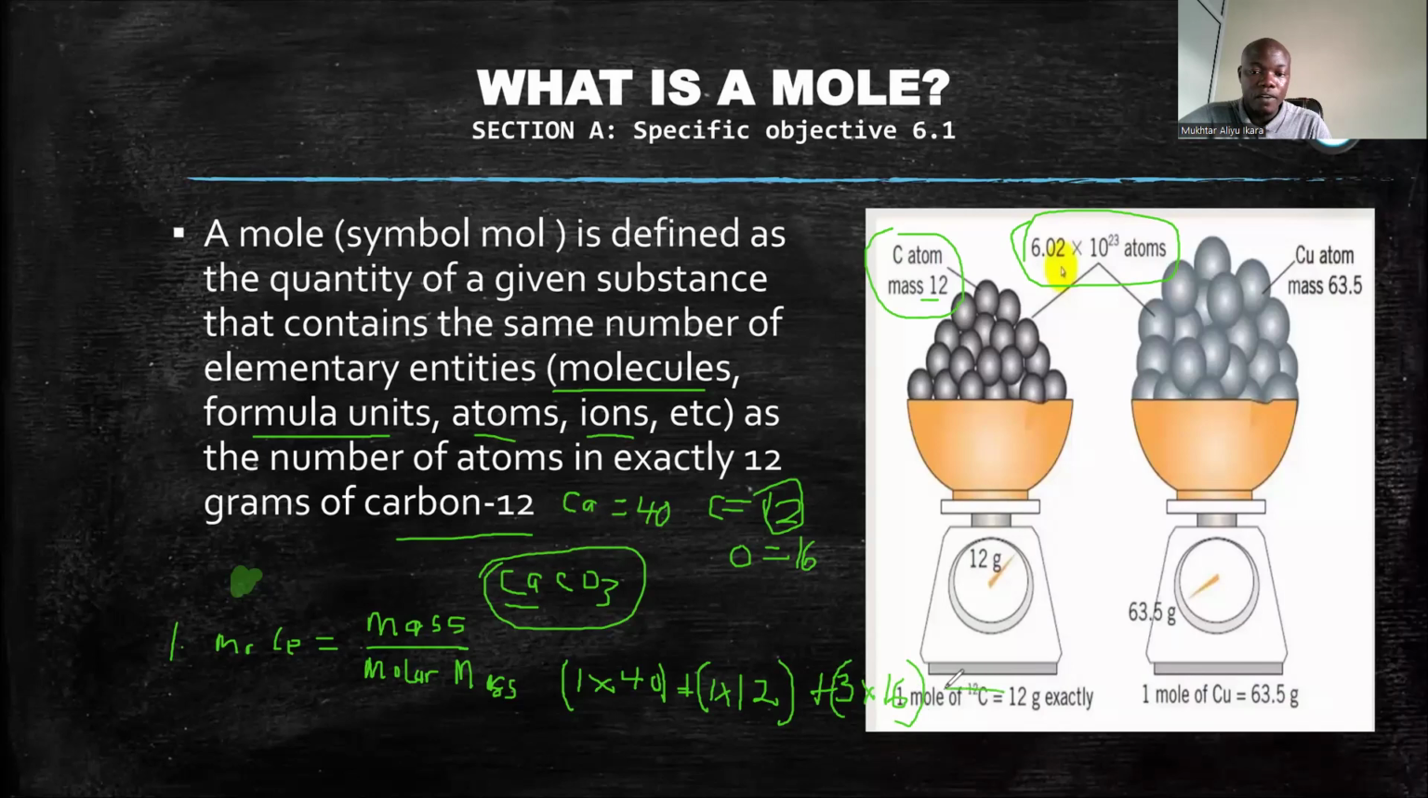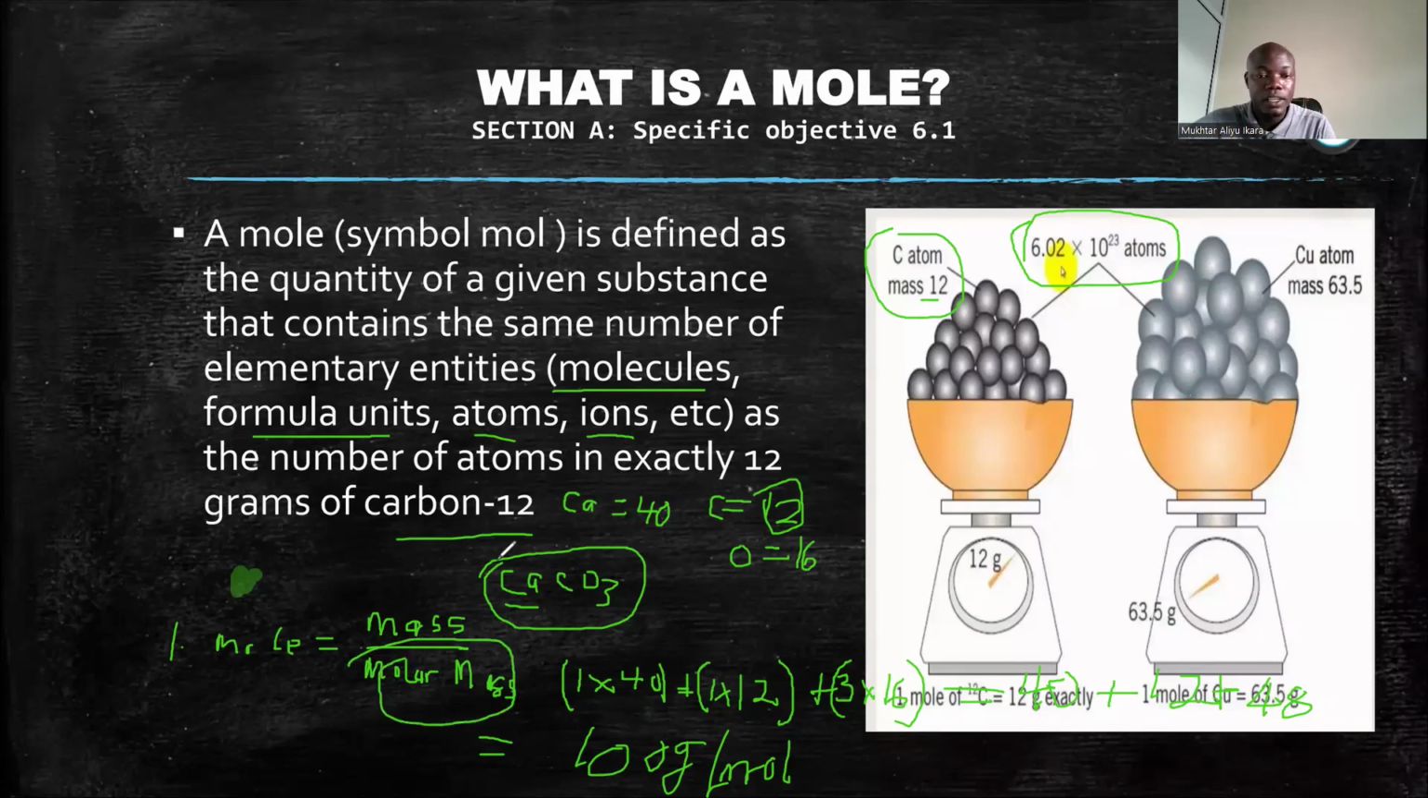So after you add everything here, 1 times 40 is 40. Then we have 1 times 12, we have plus 12. And then we have plus 3 times 16, we have 48. So when we add everything, we have 100 gram per mole. So this is how we calculate the molar mass of a compound.